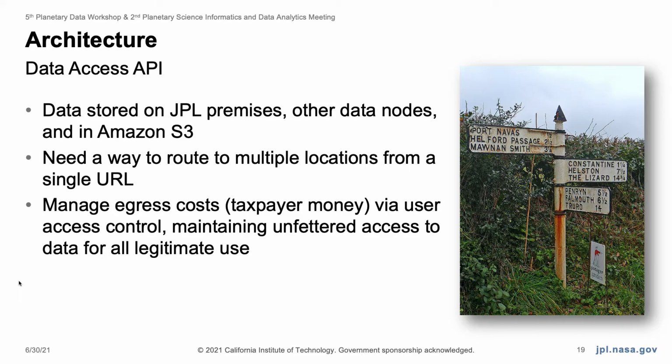Another really big requirement is we need to be able to manage egress costs, aka taxpayer money, since we're federally funded. The way we do that is with user access control, which helps to ensure that legitimate users of the system are able to access the data without a problem. However, users who might try to abuse the system will have their access throttled or revoked altogether. And we'll talk about how we have that deployed.